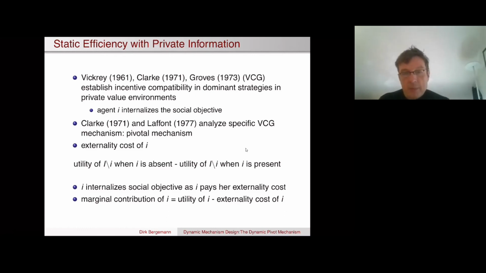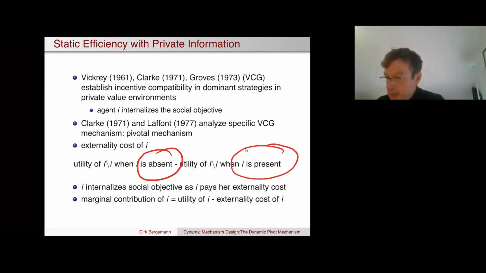Let me remind you that what was key here was the notion of an externality cost. Okay, so we said the externality that an agent is imposing on all the other agents is simply the difference in the sum of the utilities that accrue to all the agents but i, when we take the difference over the two events that either agent i is absent or agent i is present. Okay, so if agent i is absent, we're going to pursue the optimal thing in the absence of agent i, and that will give them typically a higher utility than what they will get when agent i is present.